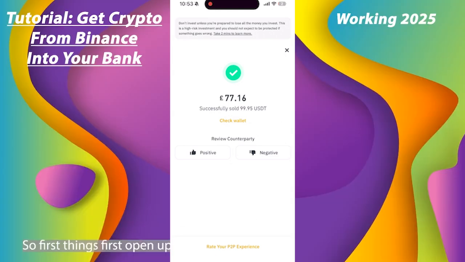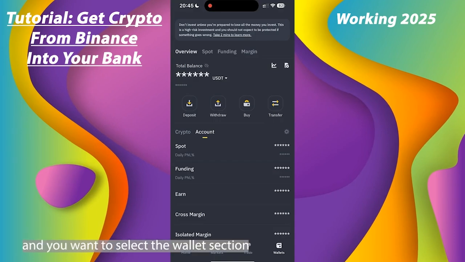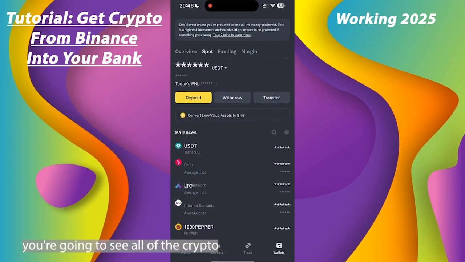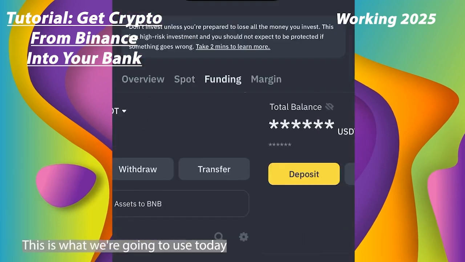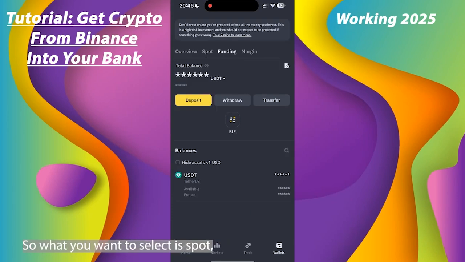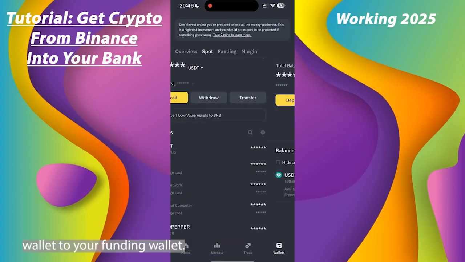So first things first, open up the app and you want to select the wallet section down in the bottom right hand corner. And then if you select your spot wallet, you're going to see all of the crypto that you actually own. Next to it, there's going to be a thing called the funding wallet. This is what we're going to use today. So what you want to select is spot, and then you want to transfer some funds over from your spot wallet to your funding wallet.